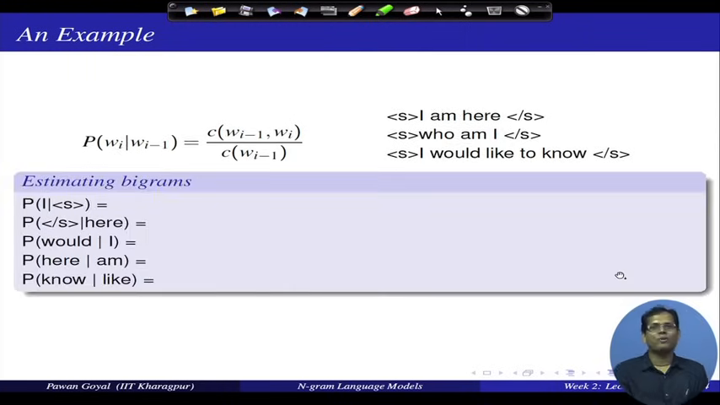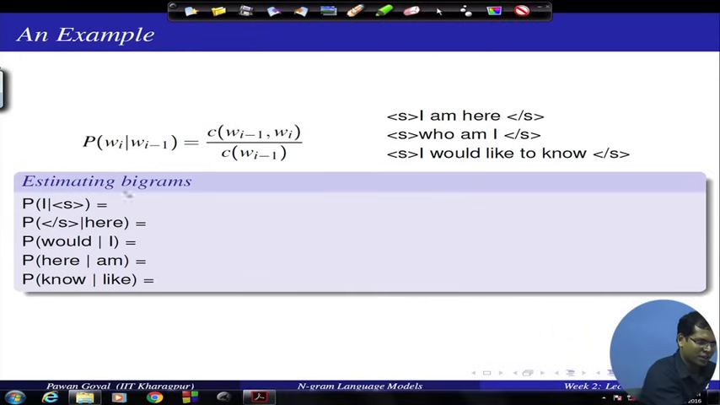So suppose I want to compute all these probabilities. Probability of I coming at the start of the sentence. Probability of end of the sentence coming after here. Probability of would coming after I, and so on. So how do I compute these probabilities? Let us take the first one, probability of I coming at the start of the sentence.